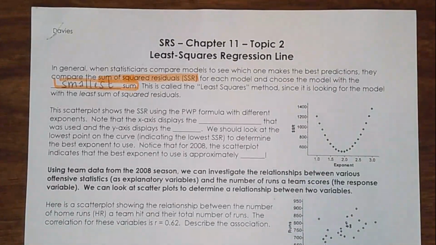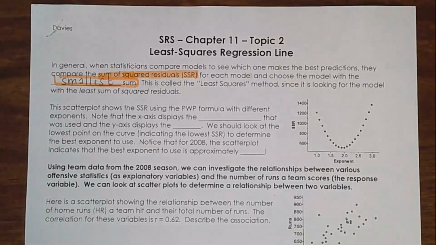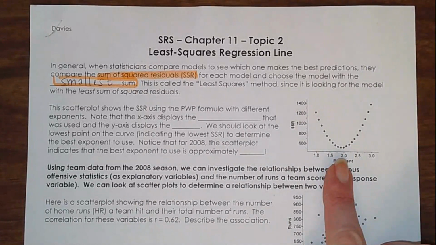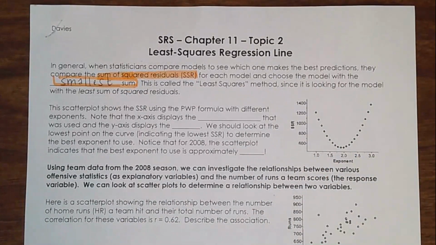And I'll show you why we use least squares, because our predicted point is located actually on our least squares regression line. So the scatter plot off to the right here shows the sum of squared residuals using that predicted winning percentage formula from the previous day's notes with different exponents. Remember I told you in the second example in the topic 1 notes, technically we could use x for the exponent and we could try all different exponents and see which one gives us the smallest sum.